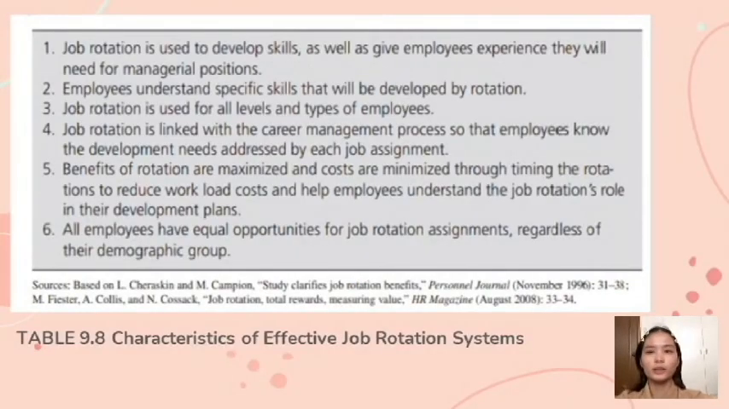The characteristics of effective job rotation systems are shown in Table 9.8. Job rotation systems that are effective are linked to the company's training, development, and career management systems. Job rotation is also employed for many types of employees, not just those with managerial positions or management potential.